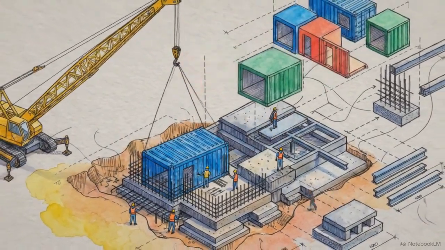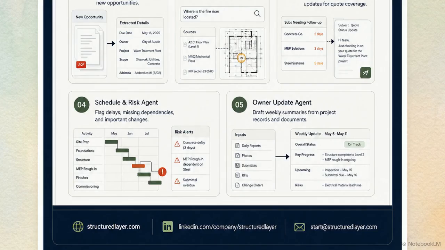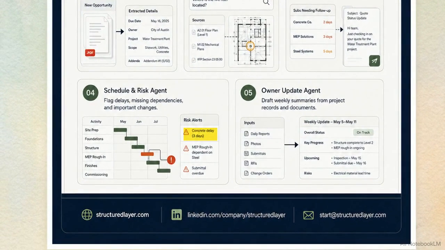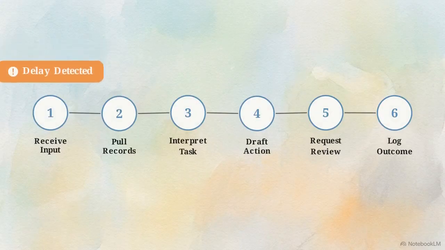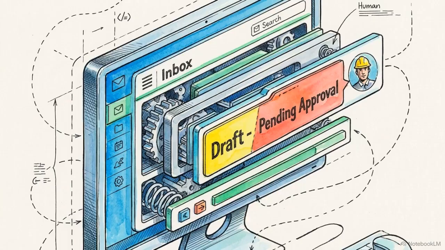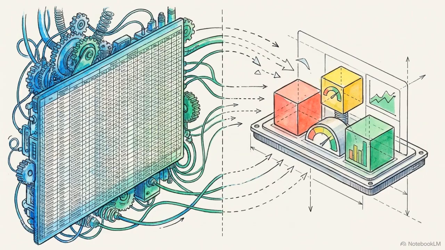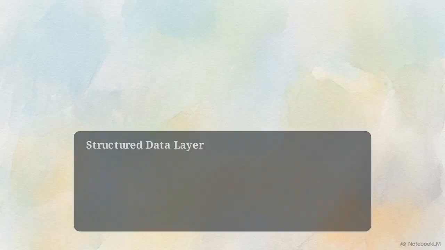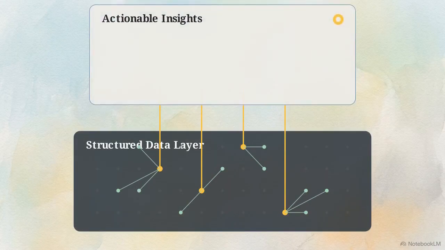To see how this architecture prevents errors in high-stakes environments, we can look at a specific construction management workflow. This panel illustrates the schedule and risk agent. Notice the timeline and risk alerts. It actively monitors for missing dependencies. It generates specific warnings, like flagging a concrete delay, because the underlying data explicitly mapped its dependency to the subsequent MEP rough-in. When the delay is detected, the agent leverages the deterministic 6-step workflow we just covered. It identifies the issue, drafts a detailed notification, and holds it for the project manager's review. The intelligence displayed by the agent is a direct product of the rigorous data mapping beneath it. The best AI models simply surface the logic that you have already embedded in your data layer.